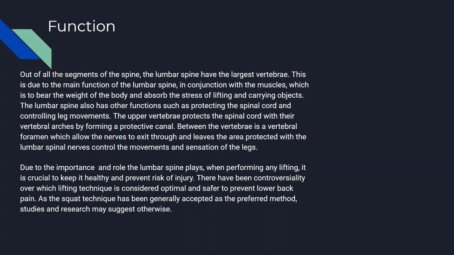The upper vertebrae protect the spinal cord with their vertebral arches by forming a protective canal. Between the vertebrae is a vertebral foramen, which allows the nerves to exit through and leaves the area protected, with the lumbar spinal nerves controlling the movements and sensation of the legs. Due to the importance and role the lumbar spine plays, when performing any lifting, it is crucial to keep it healthy and prevent risk of injury.